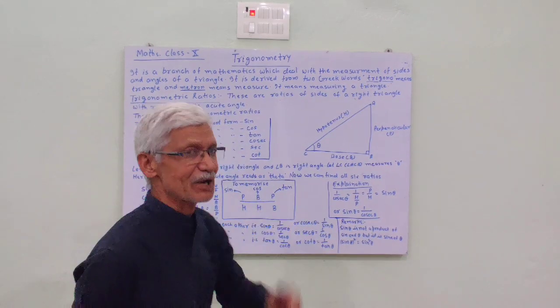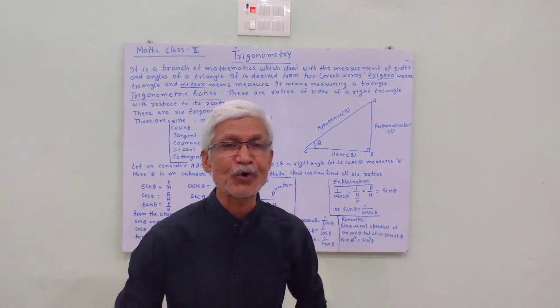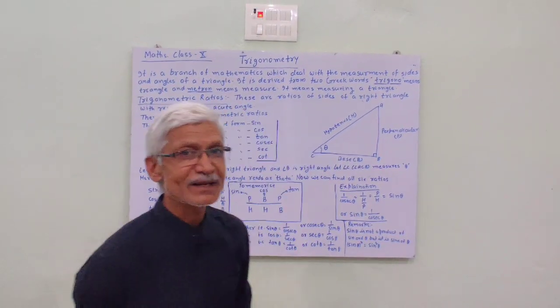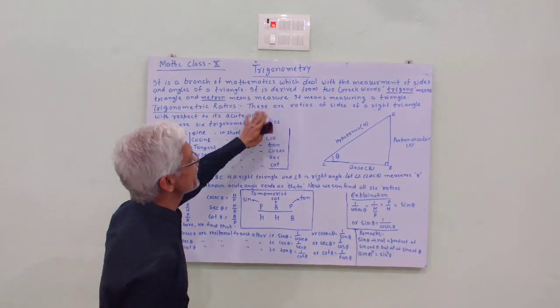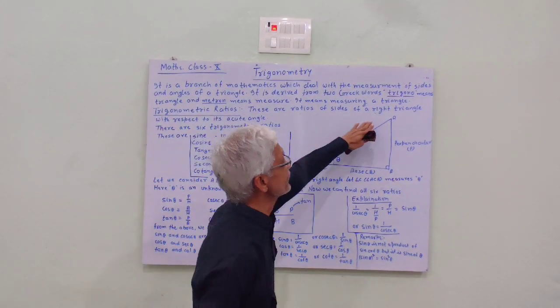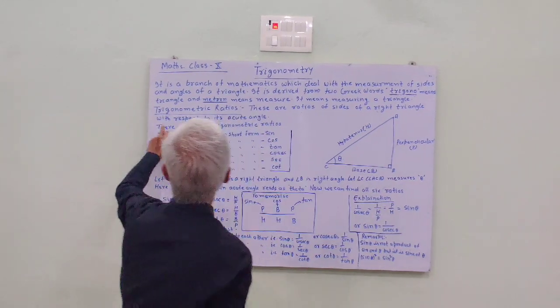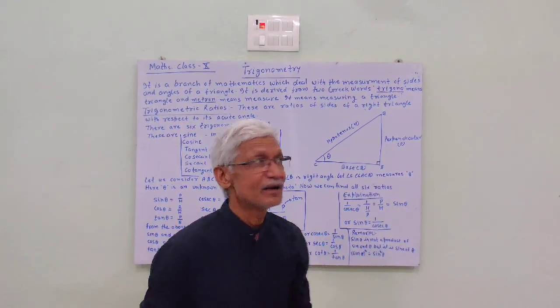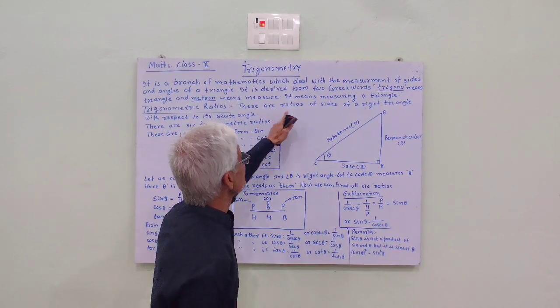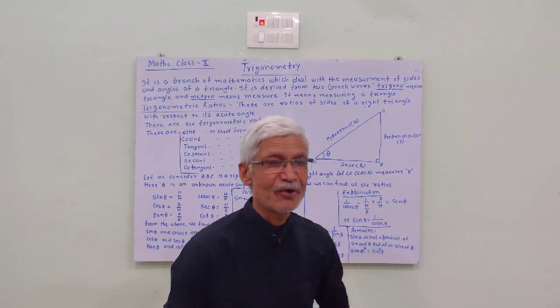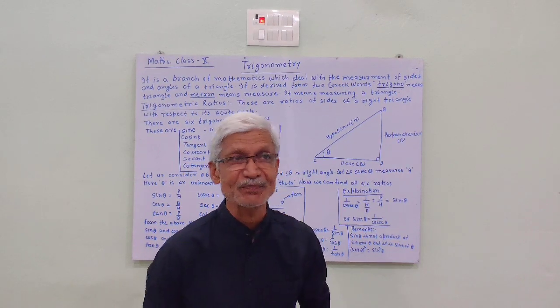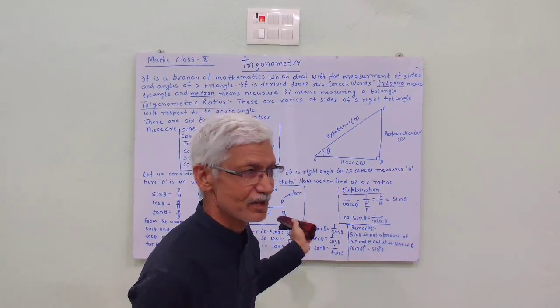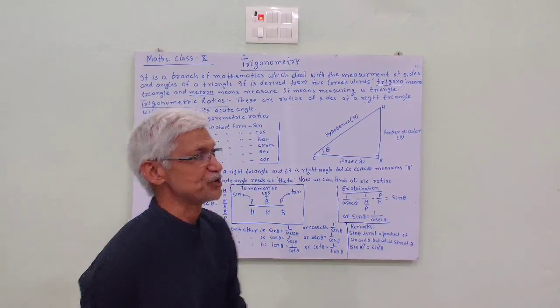In this segment, we shall read about the trigonometric ratios. What are the trigonometric ratios? Actually, these are the ratios of the sides of a right triangle with respect to its acute angle. In a right triangle, the ratio of the sides with respect to the acute angle is measured by the help of trigonometric ratios.